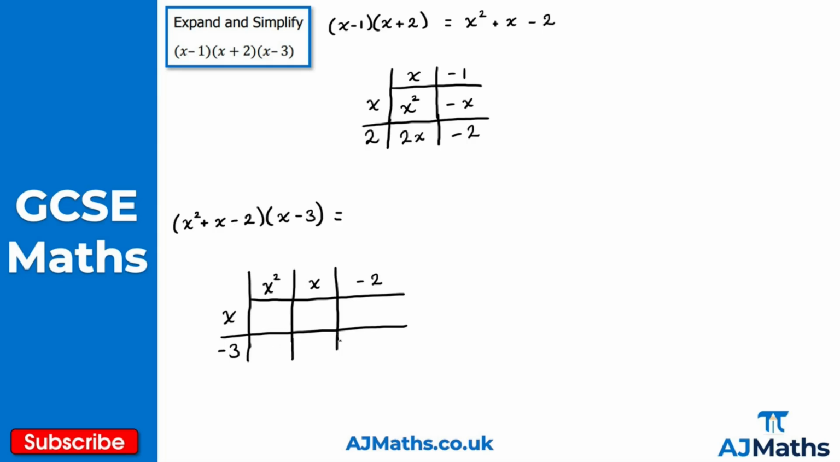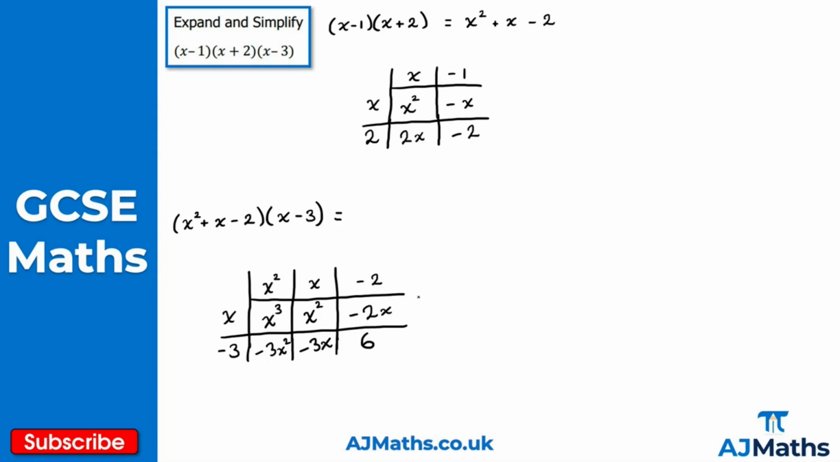We'll get something that looks like this. All I need to do now is find the multiplications here. So x times x squared would give us x cubed. x times x would give me x squared. And then x times minus 2 is minus 2x. Minus 3 times x squared would give me minus 3x squared. Minus 3 times x would give me minus 3x. And then finally, minus 3 times minus 2. Be very, very careful here with your minus signs. Minus 3 times minus 2 will give us positive 6.